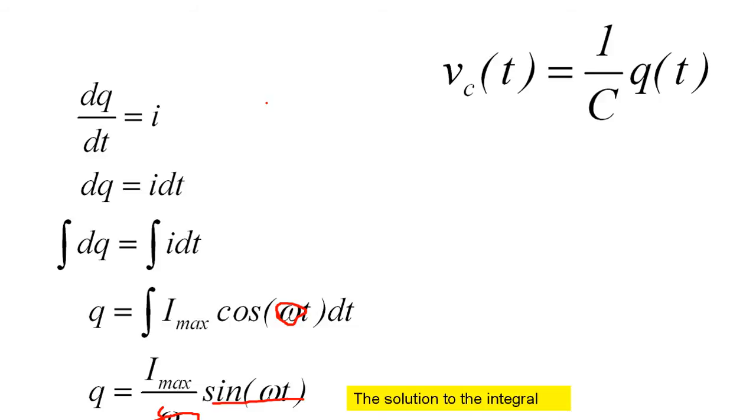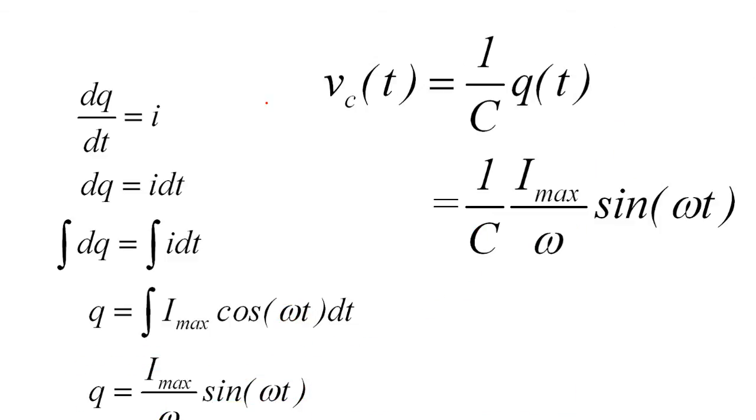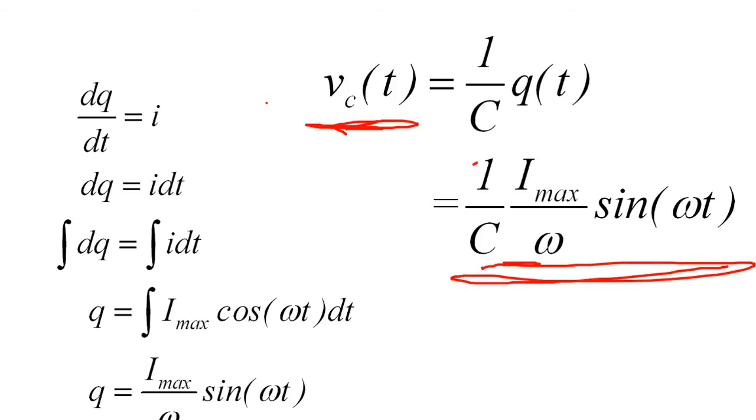Okay, so this is the solution to our problem. That's what charge is as a function of time. I'm going to plug this equation into that equation up there, and we end up with an equation for the voltage on the capacitor as a function of time. It's 1 over C, a constant, times I max over omega, which is also a constant. That's the angular frequency of the wave we're driving the RC circuit with, and then it's times the sine of omega t instead of cosine.